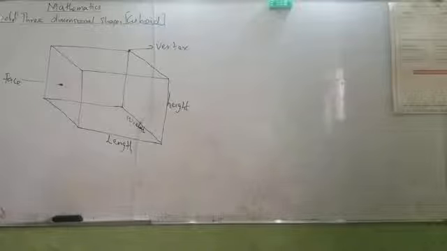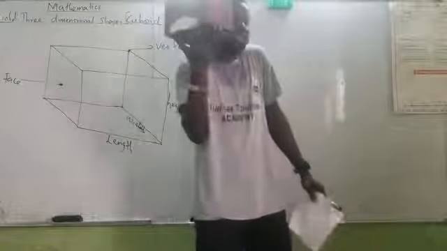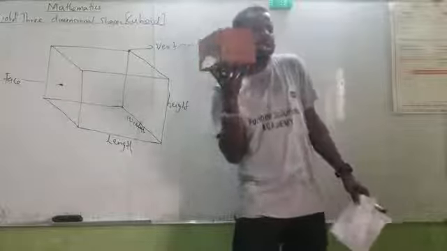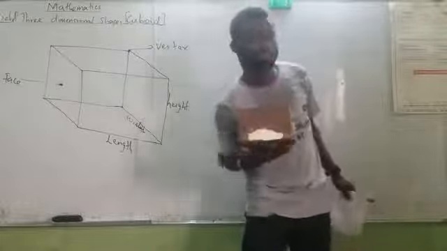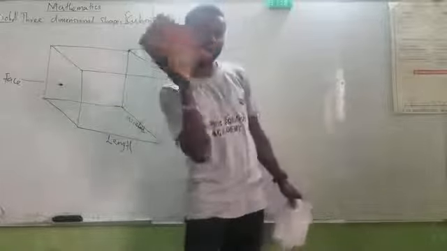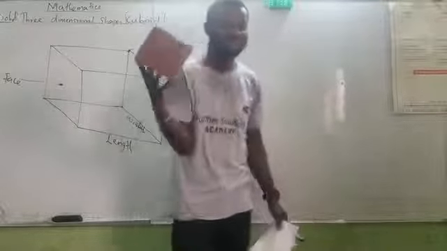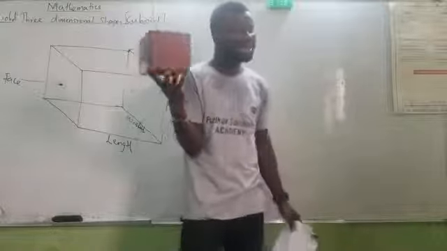Don't forget, it's a three-dimensional shape. Can you see why it is three-dimensional? It has volume. It's not a plain shape. Assuming it were a plain shape, it would be like this. There is a difference between plain shapes and three-dimensional shapes. We have plain shapes, which are two-dimensional, and three-dimensional shapes, which are solid shapes. Take note of that.